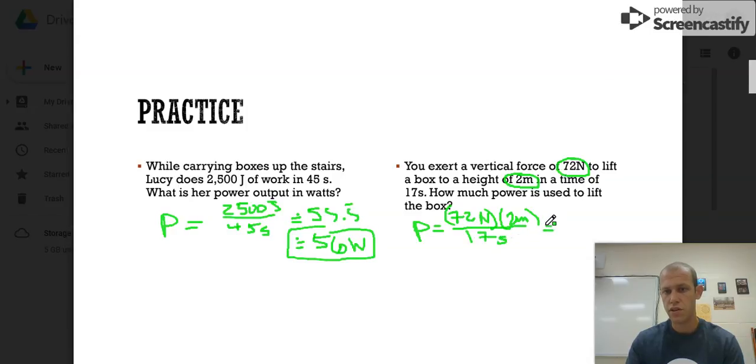So we can do all those calculations at once. This gives us 8.47 approximately. 2 is the lowest amount of sig figs, so we have to round there. So it would be 8 watts of power.